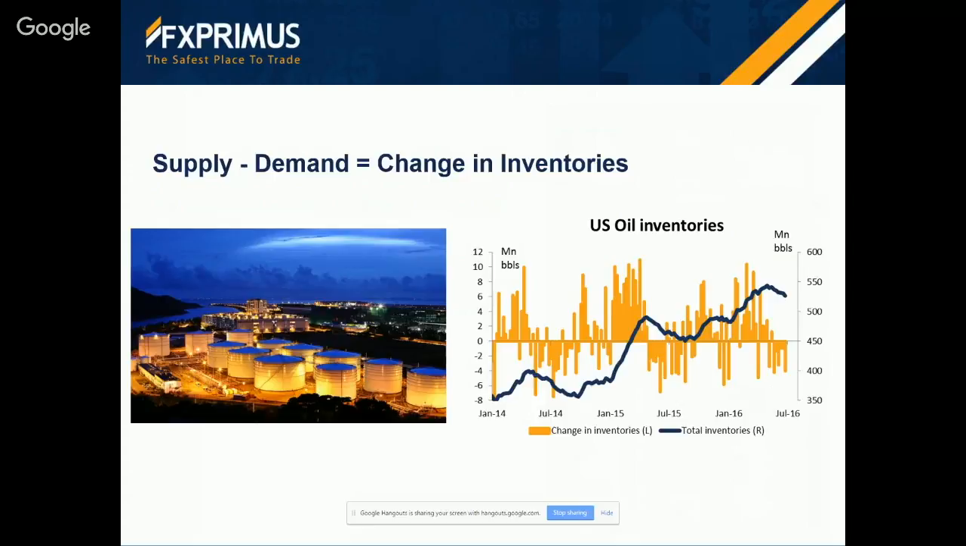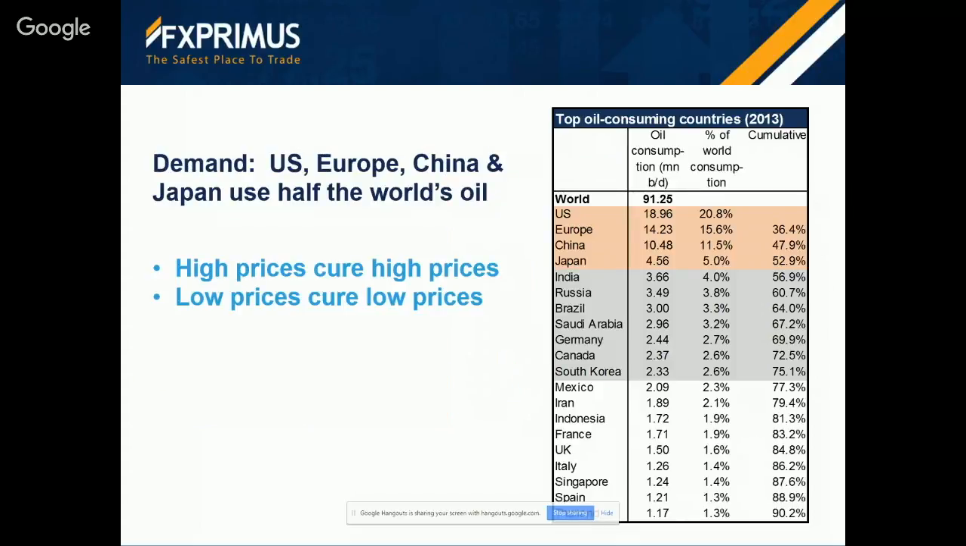And on the other hand, if the amount of oil in the tank is falling, then demand exceeds supply. This is why the weekly inventory figures from the American Petroleum Institute, the API, and the US Department of Energy, the Energy Information Administration, the EIA, are very closely watched. As the table I showed before showed, the US accounts for around 20% of world oil consumption. So supply and demand for oil is really the single most important factor in determining the price.